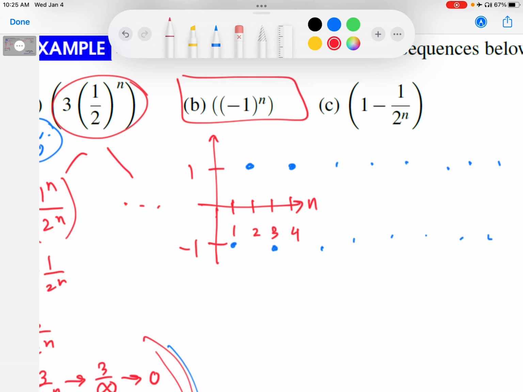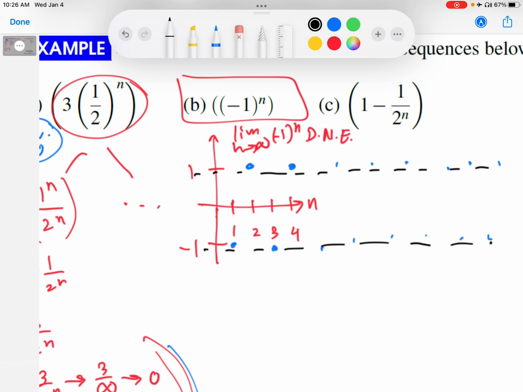So this is a limit that pretty clearly does not exist. There is no single y value that the terms in the sequence approach. In fact, every single even indexed term is 1, so therefore approaches 1. Every single odd indexed term is -1, so approaches -1.